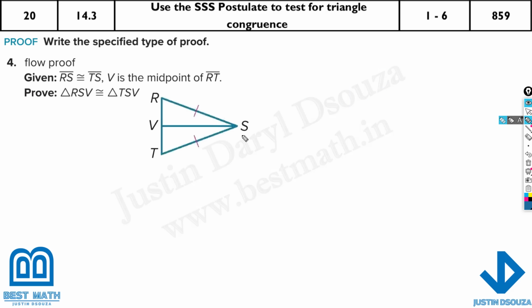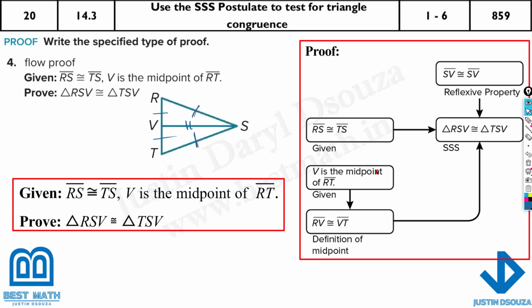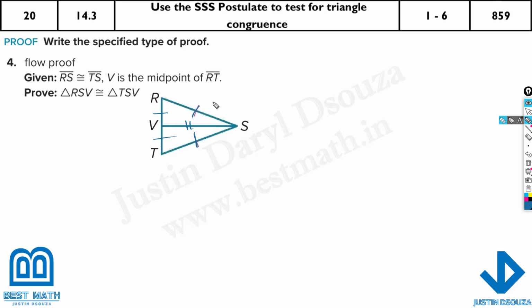Here as well, when I look at it, I can easily tell this is equal and this is equal. We have to just prove this one. And they have told V is the midpoint. So yes, they are equal. So it's just like the previous one. There's nothing different in this. It's just that it's in the flow chart, but I'll write it out again.